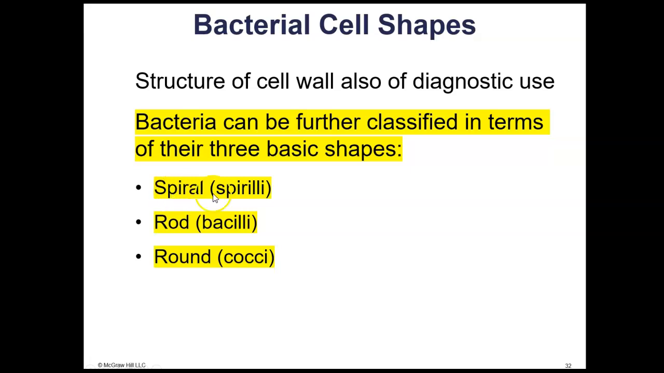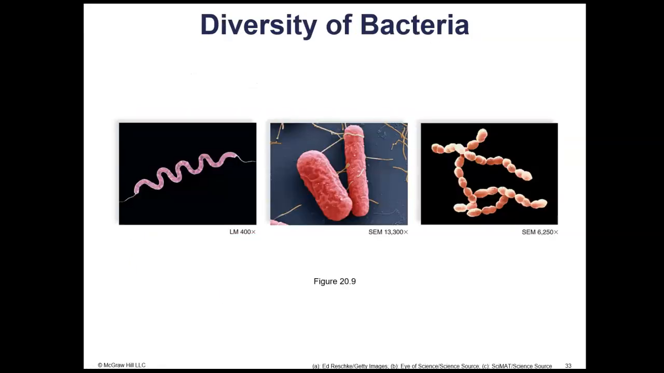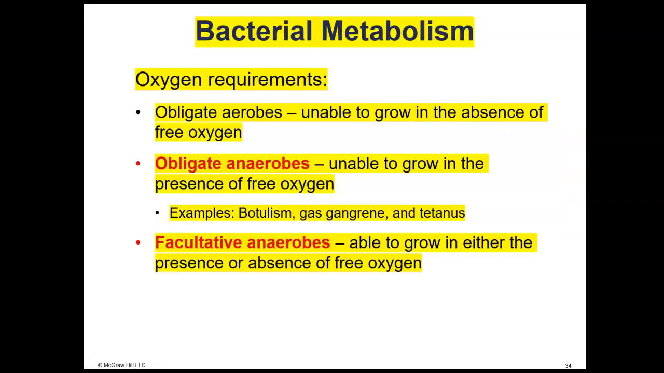So the bacteria can be spiral. We call those spirilla or spirillum. They can be rod-shaped or oval. We call those bacilli or bacillus. They can be round like a basketball. We call those cocci or coccus. And so here's a spirillum, here's a bacillus, and here is a chain of coccus, which would be streptococcus. Strepto means a chain of.